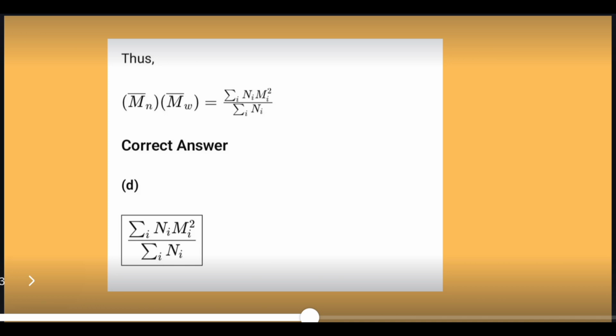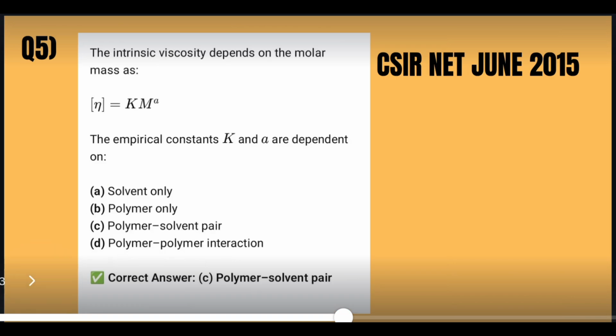So you will get Mn bar into Mw bar is equal to summation of NiMi square divided by summation of Ni. So the correct answer is option D, summation of NiMi square divided by summation of Ni. We will see the fifth question. This was asked in CSIR NET June 2015.